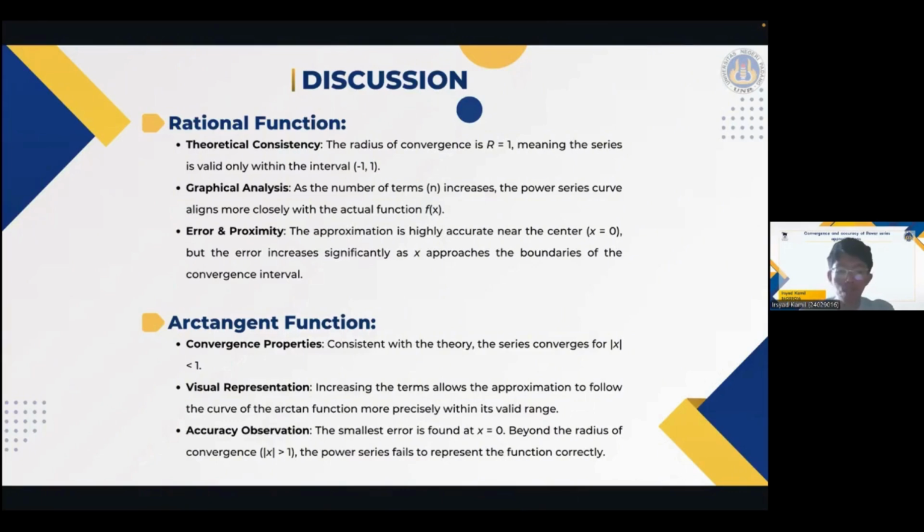Once we go beyond the radius of convergence, meaning the absolute value of x is greater than 1, the power series completely fails to represent the function, regardless of how many terms we add. Next slide, please.